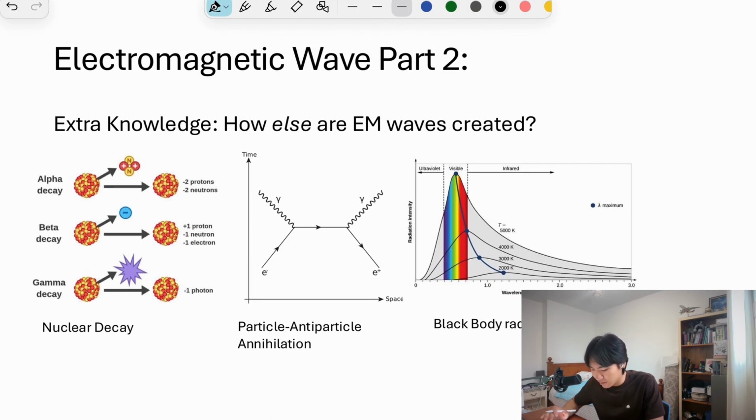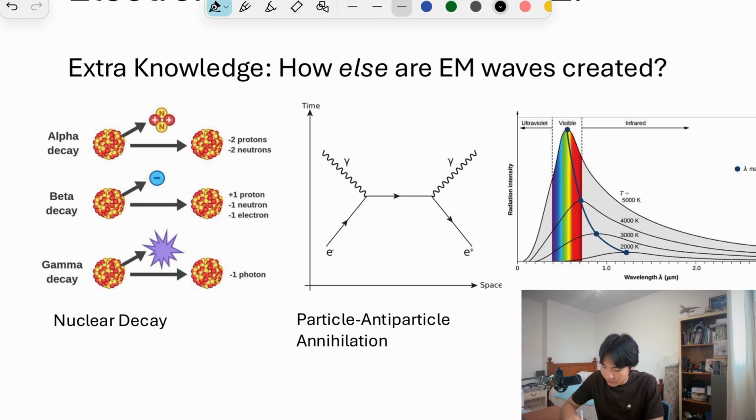So there are many cases, one of them being nuclear decay. And maybe you learned this at the end of S5 when you were doing nuclear chemistry, that there is gamma decay, basically, where the nucleus releases energy through photons. They release just gamma rays, and you know that gamma rays are also electromagnetic waves. It is the strongest, highest energy, right?